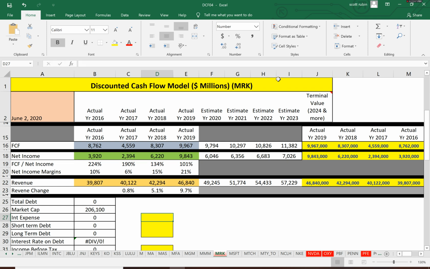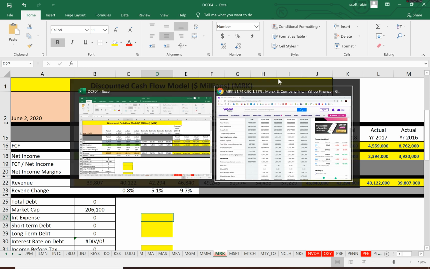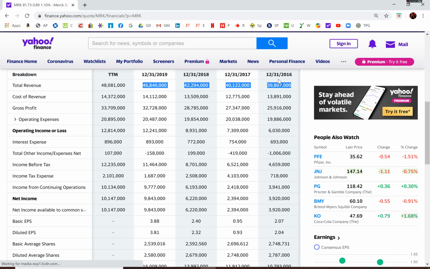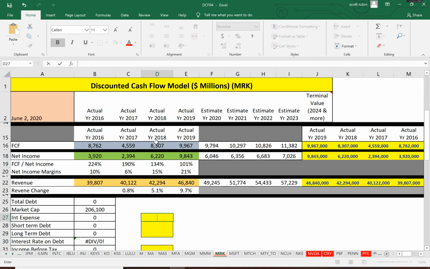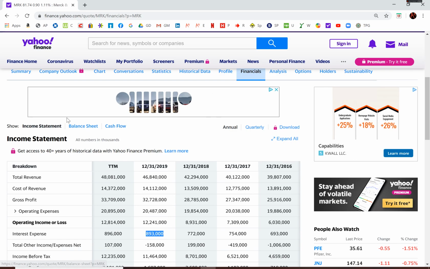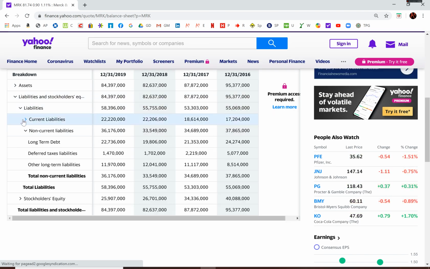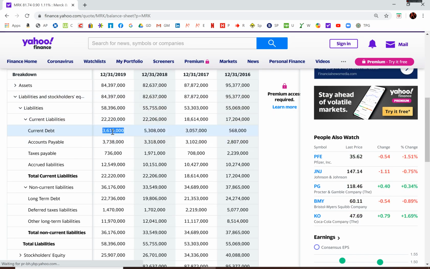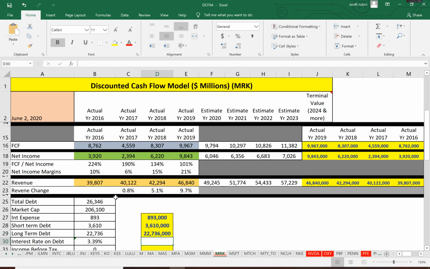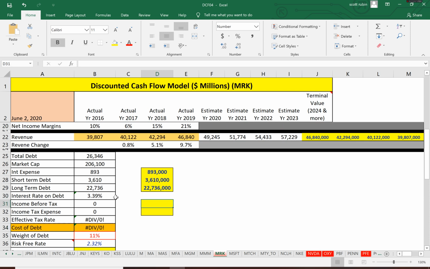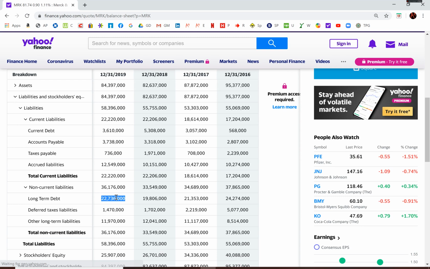So now let's look at the capital structure of Merck to see what discount rate we need to apply to the future cash flows. The interest they pay on their debt is $893 million. And let's see how much debt they have. We'll go to the balance sheet, liabilities, and the current debt is $3.6 billion. That's debt due within 12 months. And then long-term debt is $22 billion. That's debt due after 12 months. So they pay 3.4% interest on the debt. Interest payments are tax deductible. So let's find out their effective tax rate.